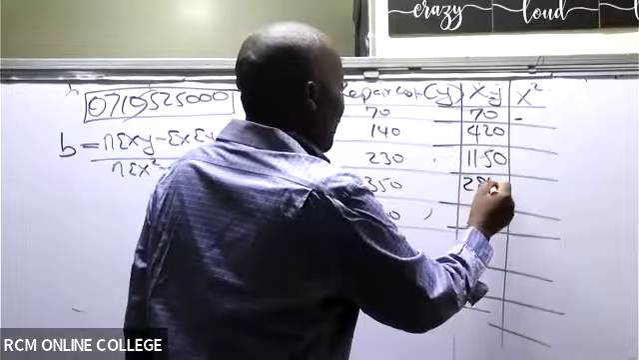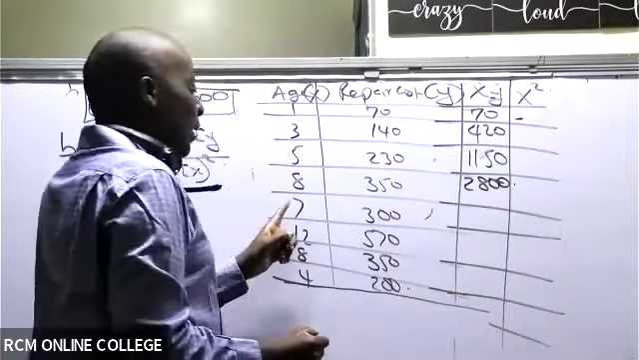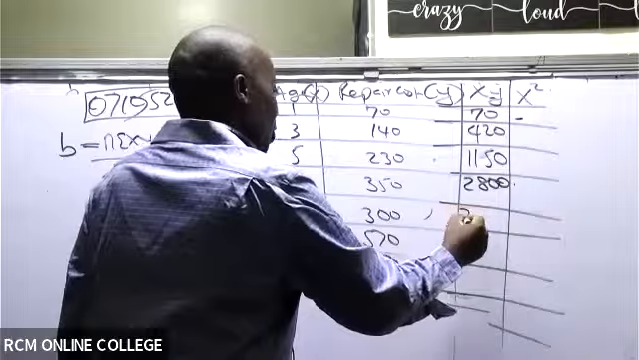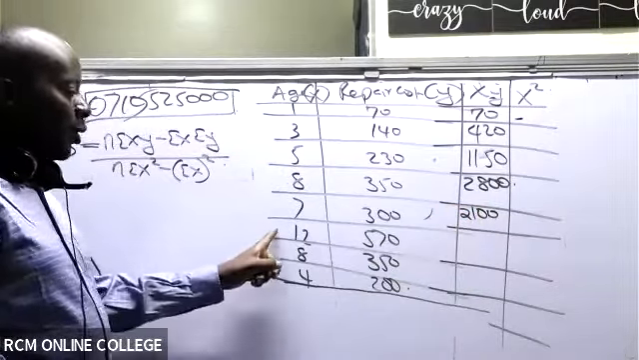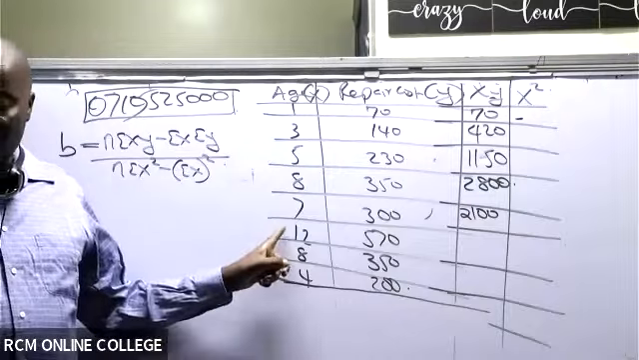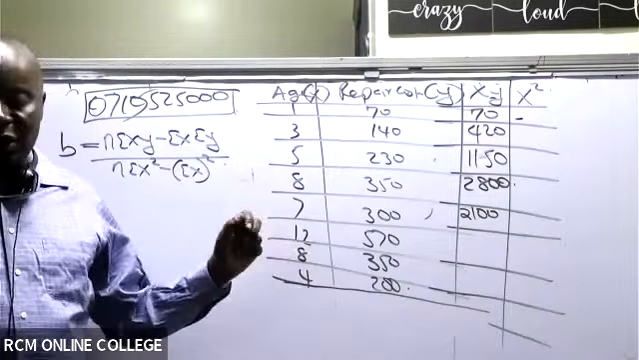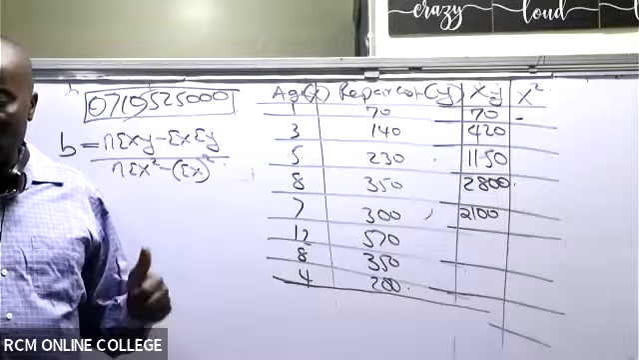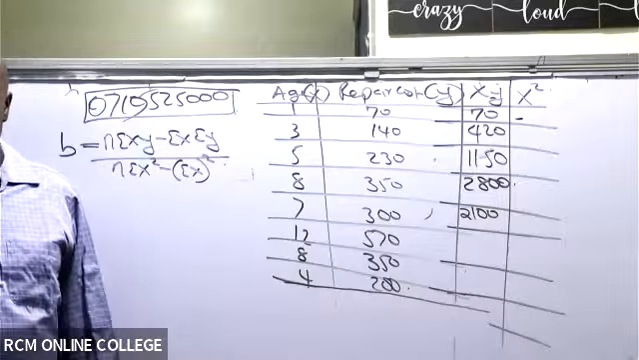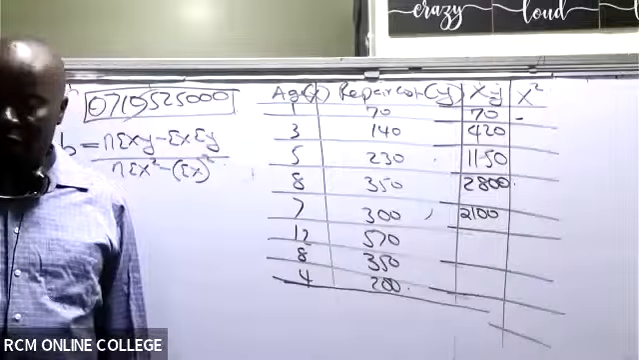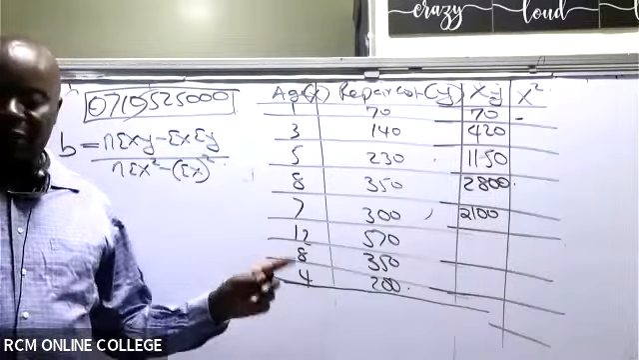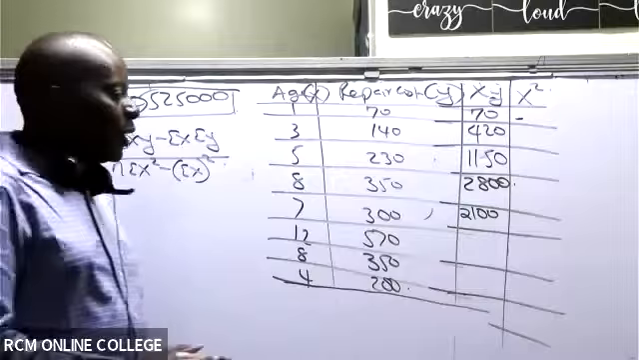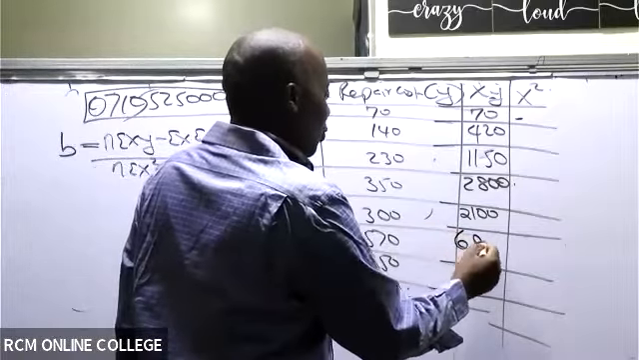So 2,800. From there we have 7 times 300. This gives me 2,100. The next one is a bit tricky for me. You have to help me. 12 times 57. Today you guys are very nice because all of us are really contributing, which is very good. So we have here 12 times 570, 6840.